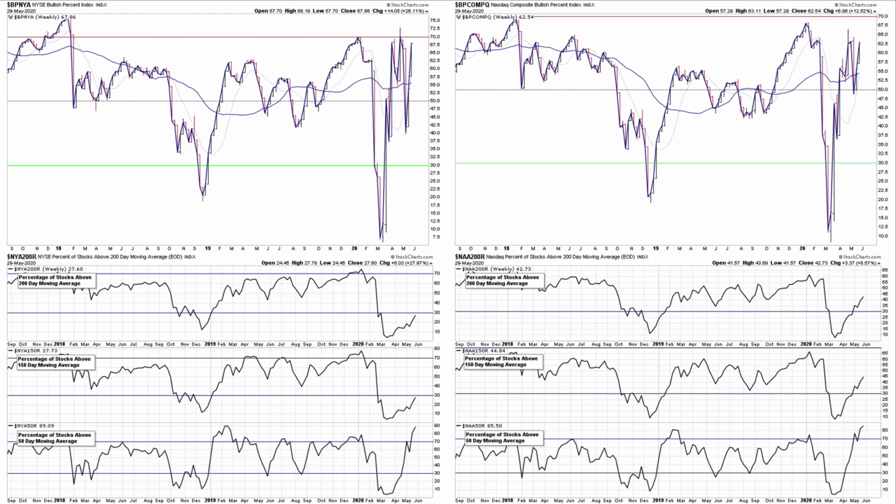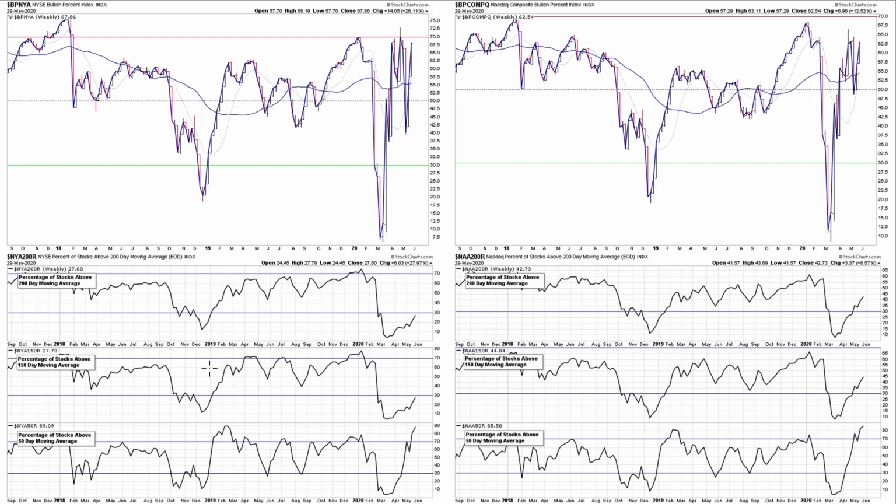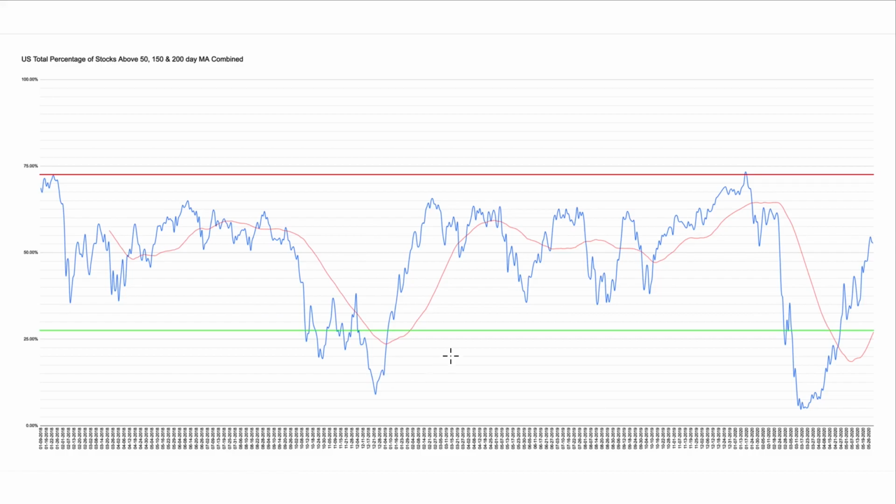A little project I've been doing this week is to combine the data from all of the 6 charts below into a single chart, which I've made into a combined percentage of stocks chart, which I'll show you next. So this is the combined chart of these 6 charts: the NYSE 200, 150 and 50 day, and the Nasdaq 200, 150 and 50 day, all combined into a single chart, so that we can get a much better picture of what's going on.